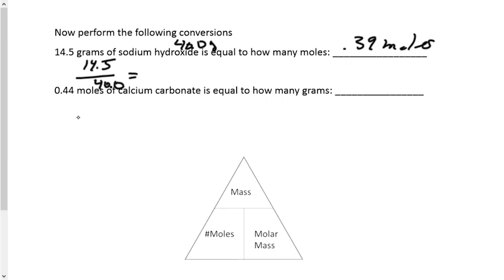Now we're going to try the next question. 0.44 moles of calcium carbonate is equal to how many grams? Well, let's record the molar mass of calcium carbonate. That's 100.1 grams. We have 0.44 moles. How do we calculate mass? Well, cover over mass. It says take your number of moles and multiply by molar mass. So I've got 0.44, that's my moles, times my molar mass of 100.1, and that's going to equal a mass of 44.0 grams.